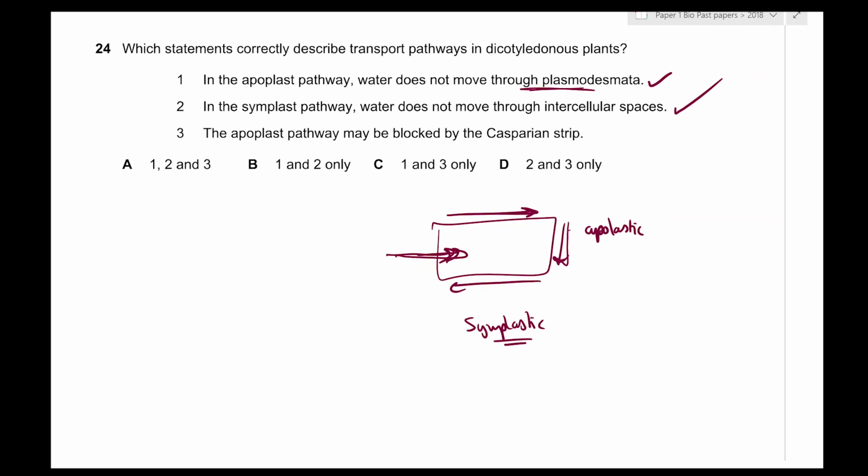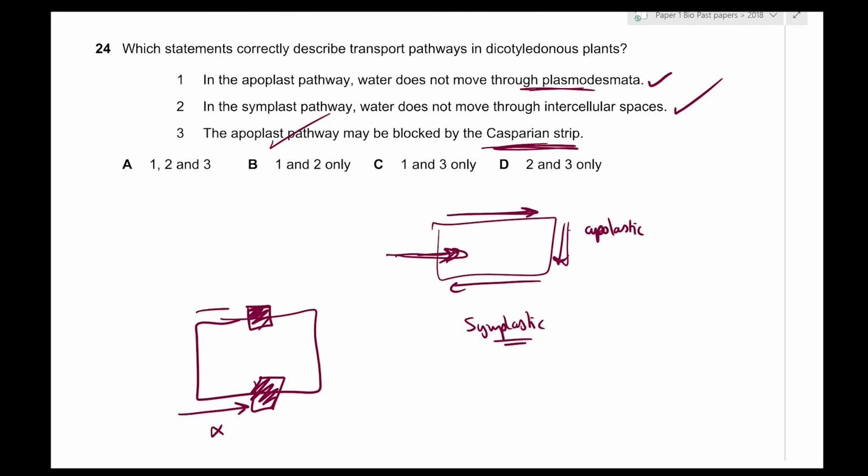The apoplast pathway may be blocked by the Casparian strip. Now this is correct. The Casparian strip actually blocks the apoplastic pathway. The reason for this is the Casparian strip is actually made of a waterproof material called suberin. Suberin no longer allows the apoplastic pathway to take place. It only allows the movement inside by the symplastic pathway. Therefore, all 3 are correct and the answer must be A.